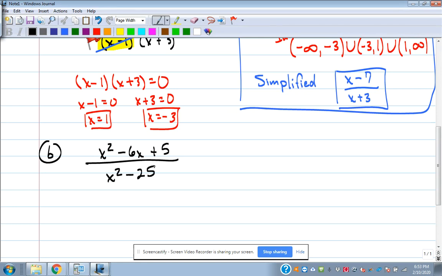So this one's not factored for us. But again, we're going to find the domain, and then we're going to simplify in that order. So domain has to be done first. So the red flag that comes up here is that we have an x in the denominator. So the rule is to set that denominator equal to 0.